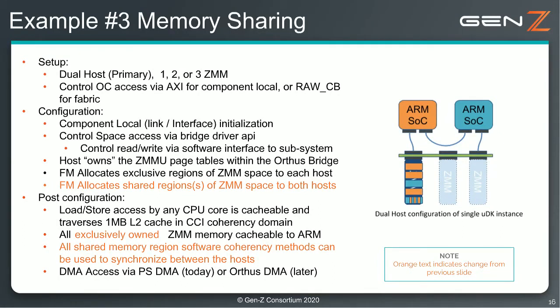Here, in example three, I'm showing memory pooling and sharing. The configuration is similar to example two, but we've added a common shared region within the ZMM that's accessible by both host nodes. The configuration stage is, again, similar to example two, where the fabric manager allocates portions of the ZMM to each host node. This, again, is depicted on the right with the orange node and the blue node and the associated allocated space within the ZMM with the matching color. The blue and orange region at the bottom of the ZMM graphic represents a shared region within the ZMM, which is read-writable by both host nodes.